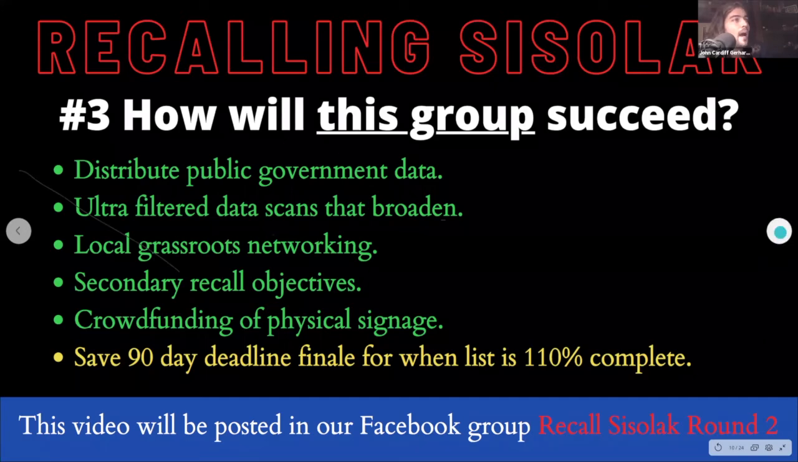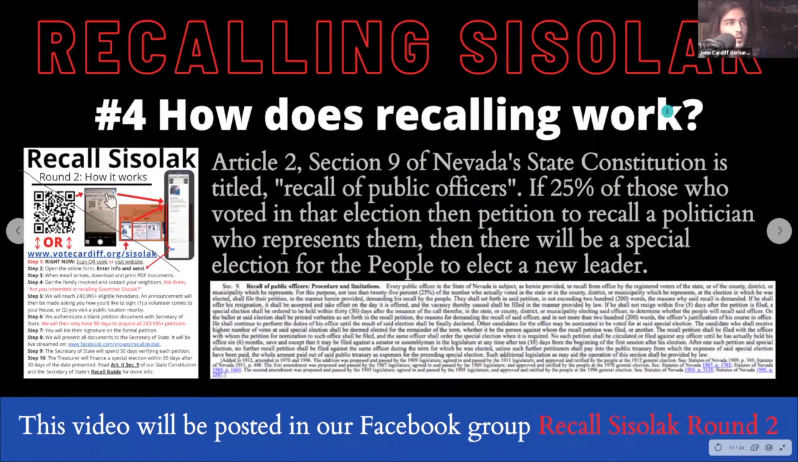So now, how does recalling work? Article 2, here's the image below. Here is a snapshot of your state constitution. Article 2, Section 9, Nevada State Constitution, is titled Recall of Public Officers.